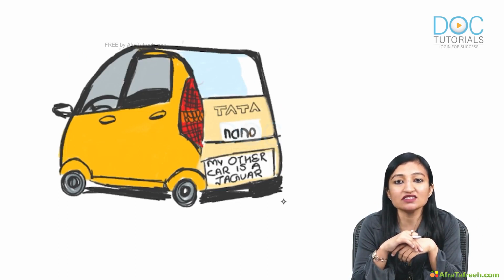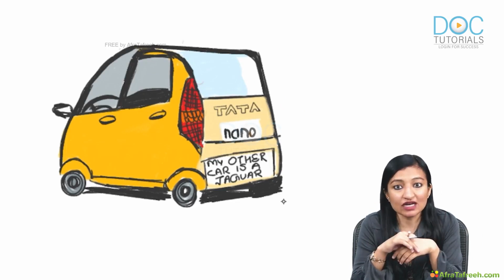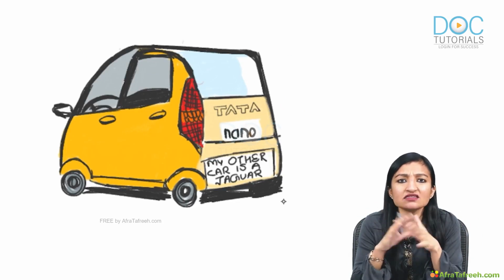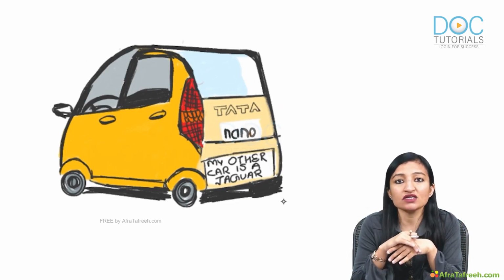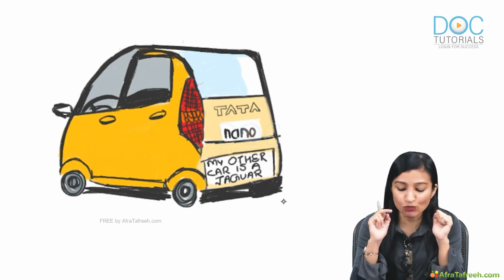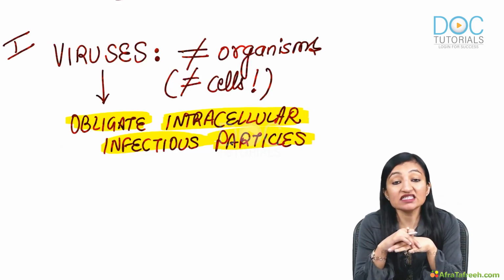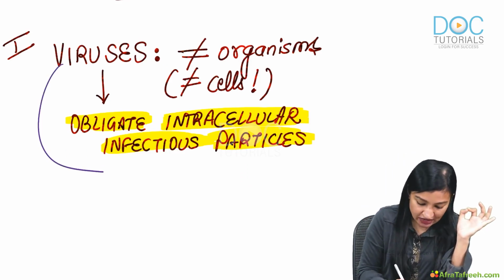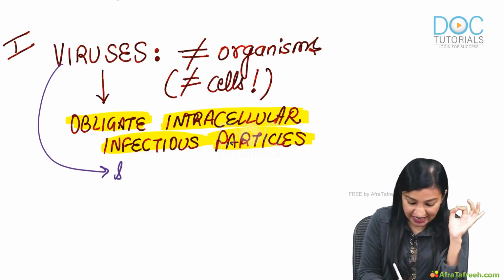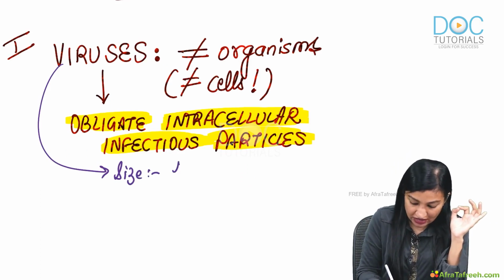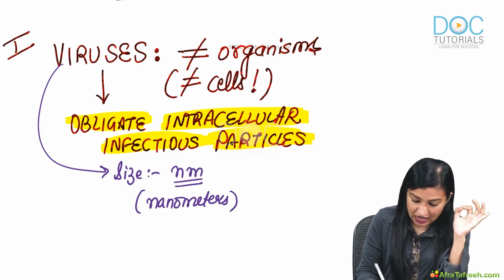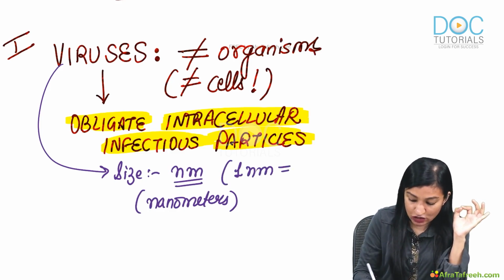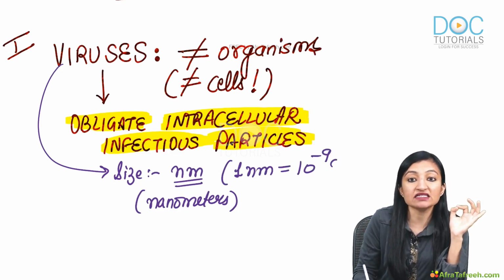Now guys, what I want all of you to pick up from this cartoon which I have drawn, what is this? You can see the Tata car, this is the Nano car. Why is this car named Nano? Because nano means small. And viruses are the smallest agents which can infect us. How small are they? They are so small that their size is measured in nanometers. And 1 nanometer is equal to 10 raised to the power minus 9 meters.